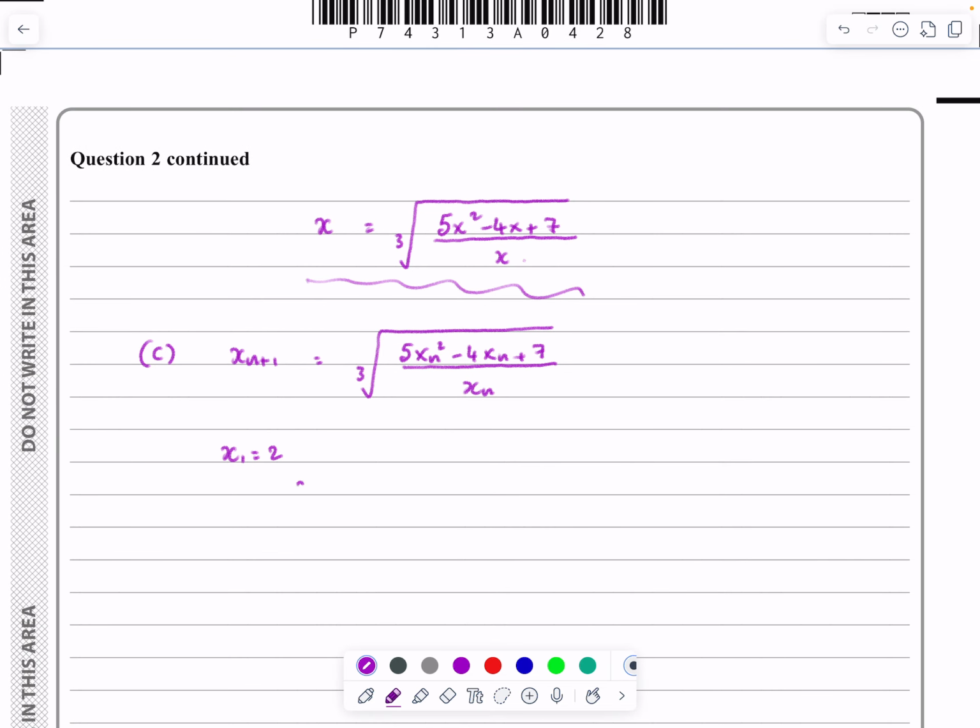Well, x2 will be just putting x1 in, won't it? So it's the cube root of 5 lots of 2 squared minus 4 lots of 2 plus 7, all divided by 2. You can do that on the calculator, and it comes out to be 2.11792, but they want it to 4 decimal places, so 2.1179 is our answer for the first part.